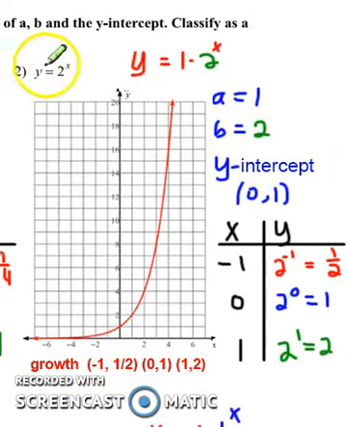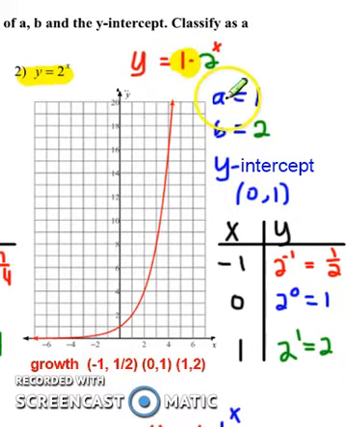In problem number 2, I'm going to rewrite this equation. Put in my value of a, which is 1 since it's not shown. So the value of a is 1. My value of b is 2, which makes it a growth because it's more than 1. And then I'm going to put -1 in. So 2 to the -1st is half. So that's my first ordered pair. So I get -1, half right there in the graph.